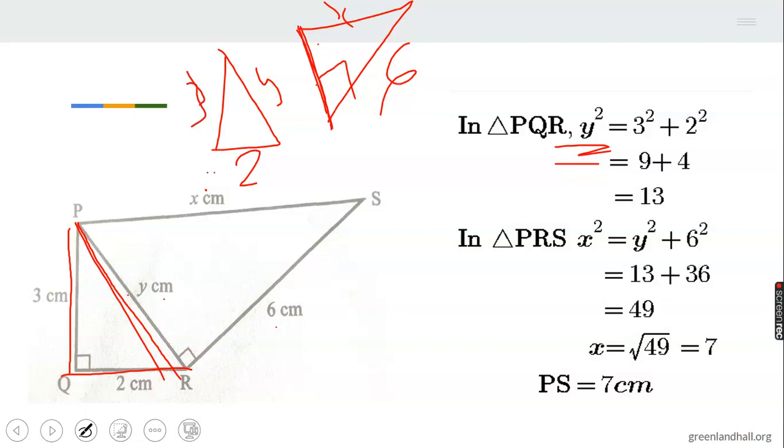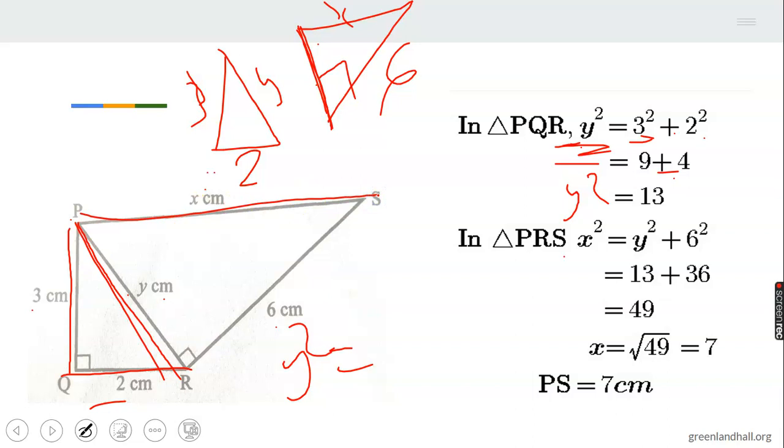Now this one is y square, which is here. y square equals 3 square plus 2 square. That is y square equals 13. There may be no need to find the square root of 13 because we are still going to use it in the second triangle. Now in this triangle, x is the longest side.